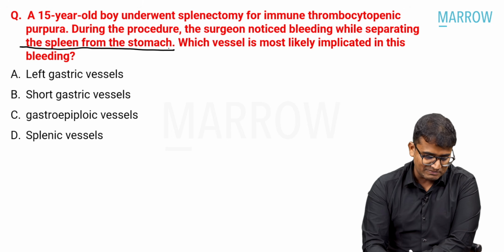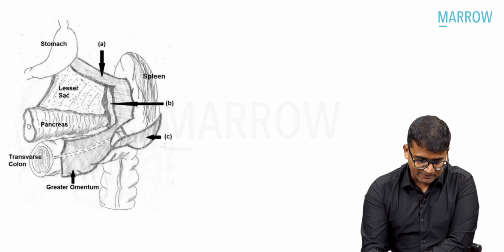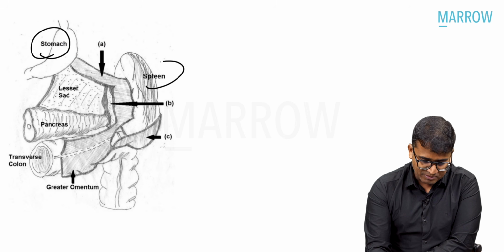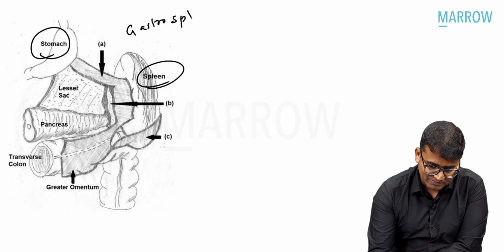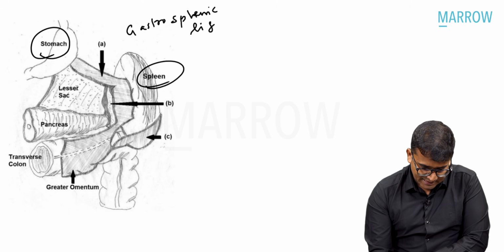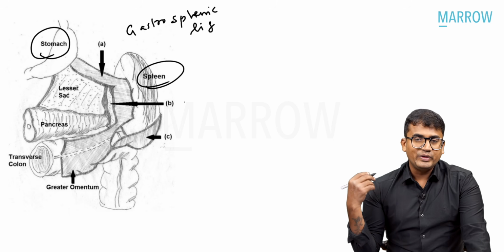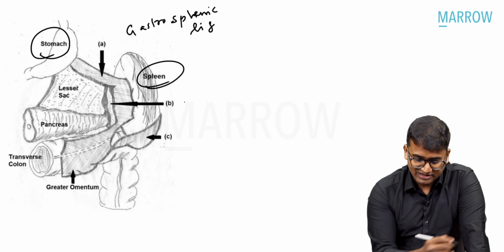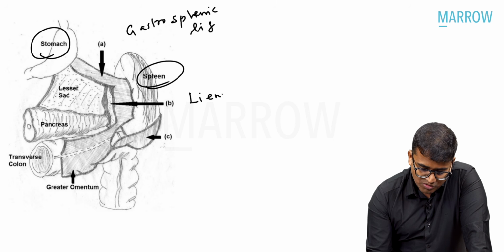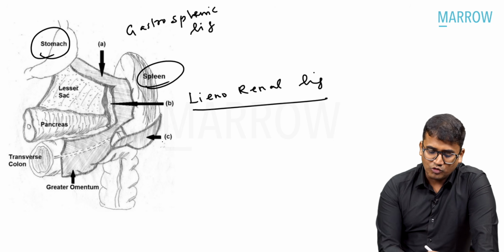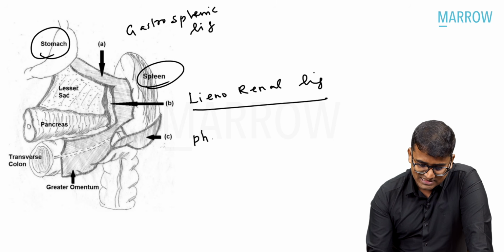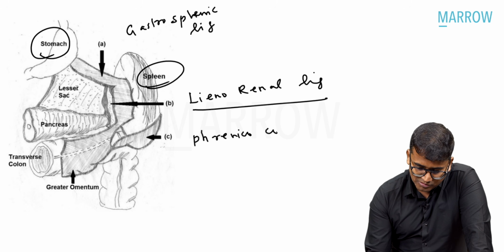A ligament is present. Which ligament? Gastrosplenic ligament, between the stomach and spleen. So, A is the gastrosplenic ligament. And B, there is a ligament between the spleen and the left kidney. That is the splenorenal ligament. And C, there is a ligament between the diaphragm and colon, the phrenicocolic ligament. C is the phrenicocolic ligament.